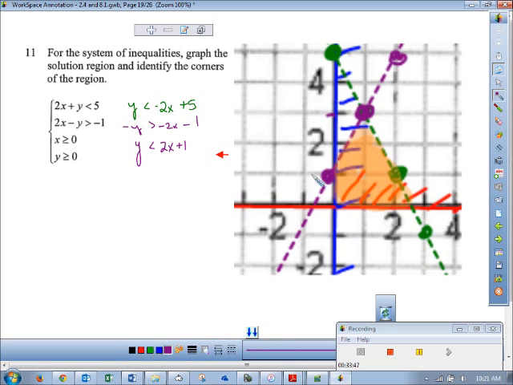So do you see that this is like a corner point right here? Can you tell where that is on the graph? Where is this point? 0, 1. So there's a corner. 0, 1. Y'all good with him?